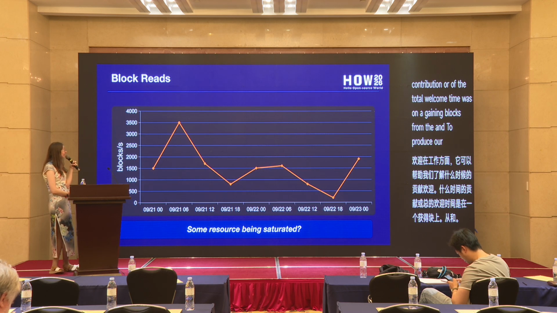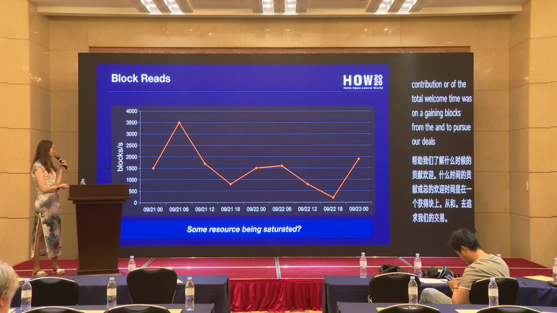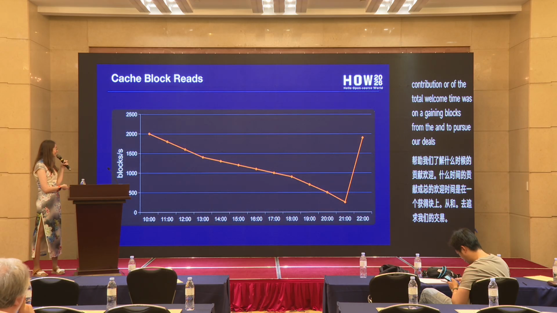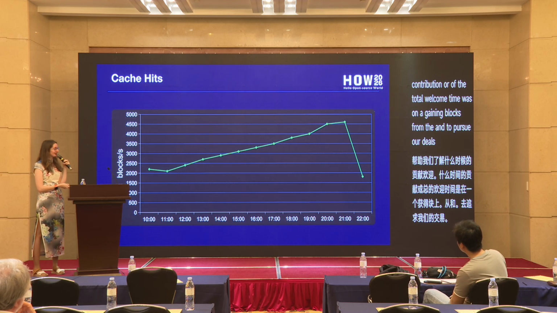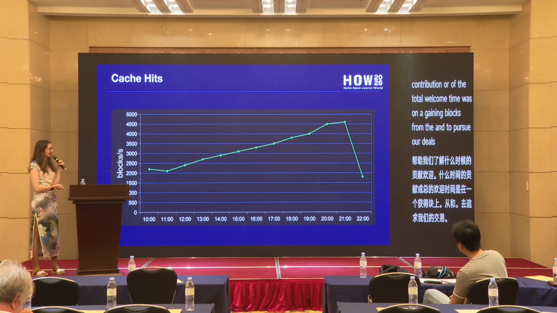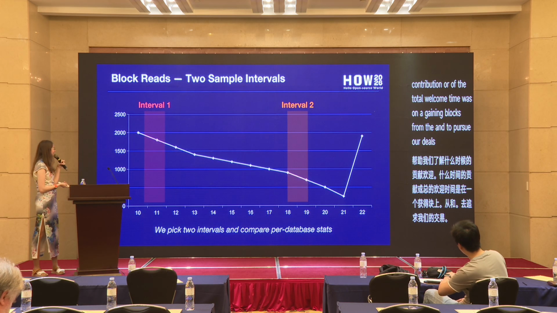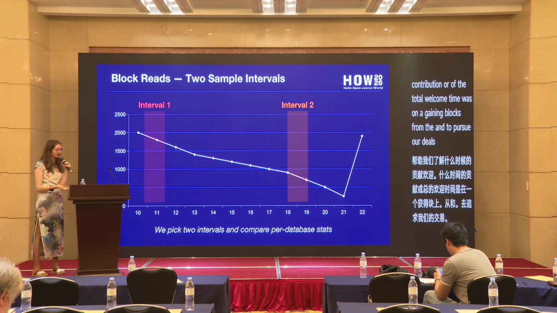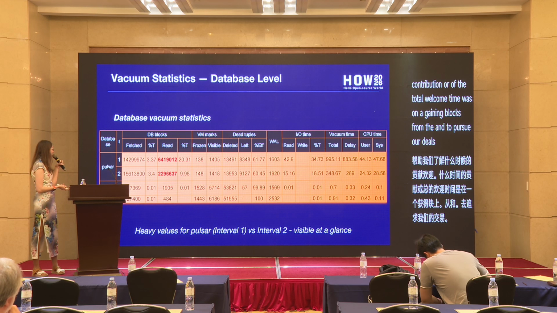And now we are going to play detectives. There are block reads, and you can notice that cache block reads are falling down, but cache hits are increasing. It was unexpected for us, and we tried to investigate what was wrong with our system. So we took two snapshots between two intervals to understand this, and there is a table that provides information about this.